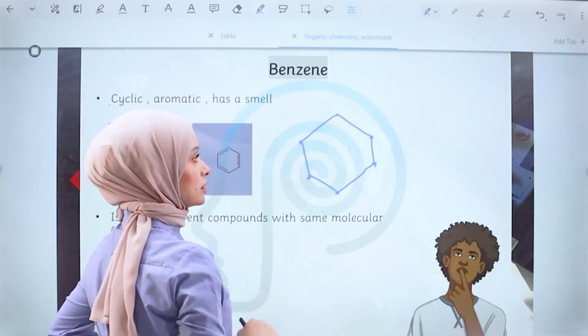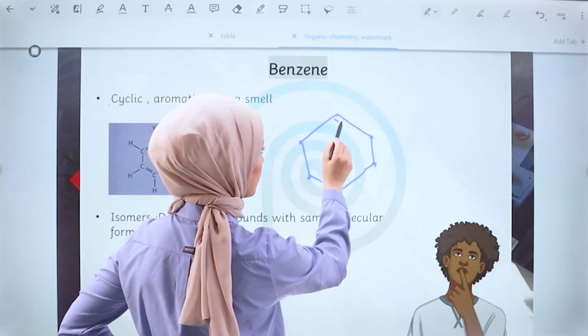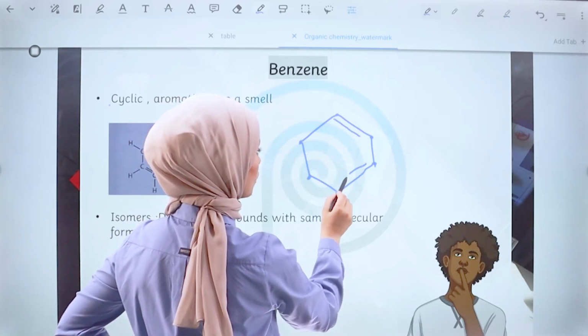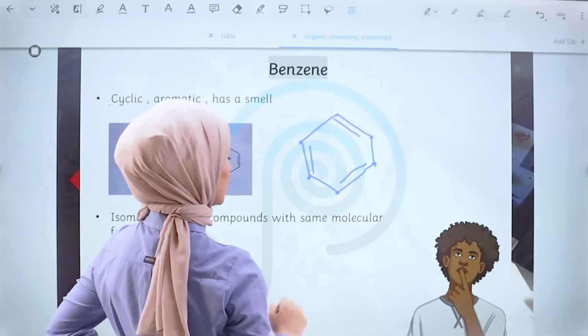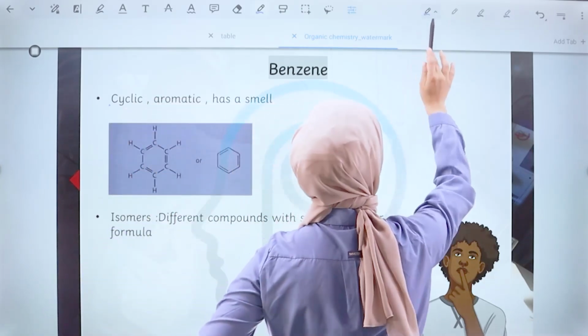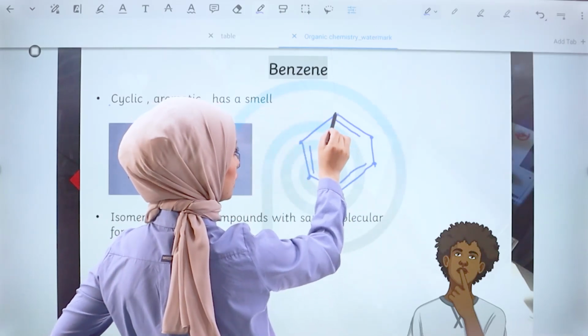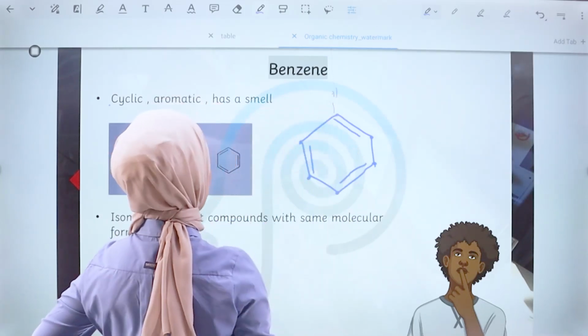This is called a cycle. And then we have 3 double bonds. I might put the first double bond here, the other one here, the third one here, and then you continue adding the hydrogens to get the full number of bonds. This carbon contains 1, 2, 3 bonds, so it only needs 1 hydrogen.